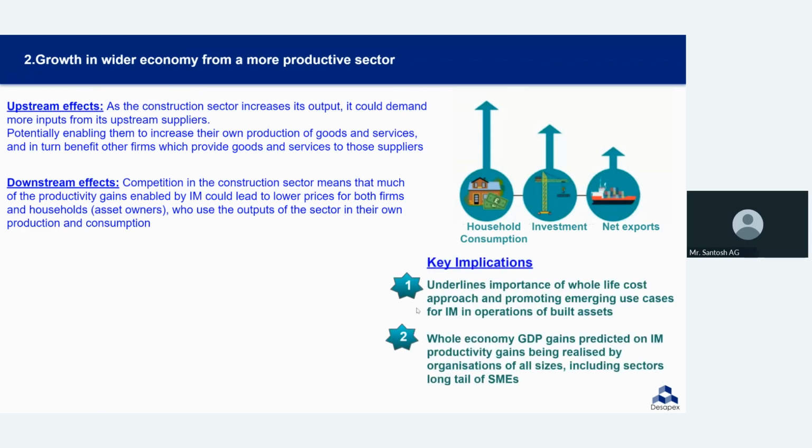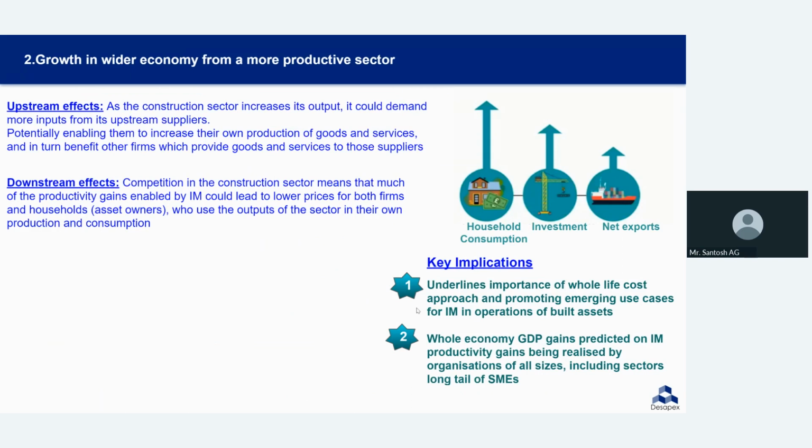The two implications that are also important are, what if we were to improve productivity at the different stages of the asset life cycle? It was found that the whole economic gains were greater when we included the maintenance of the built assets alongside the design and construction. So really, that just underlines those emerging use cases in operation mentioned earlier, and taking that whole life cost approach when thinking about what IM can drive.